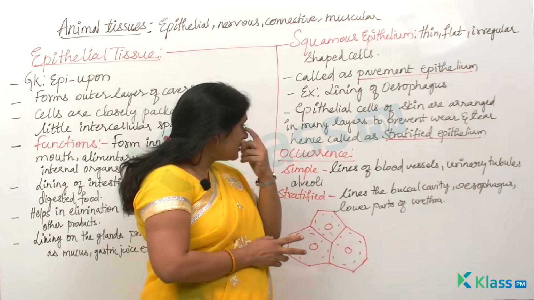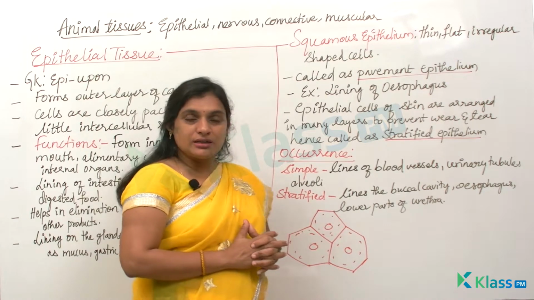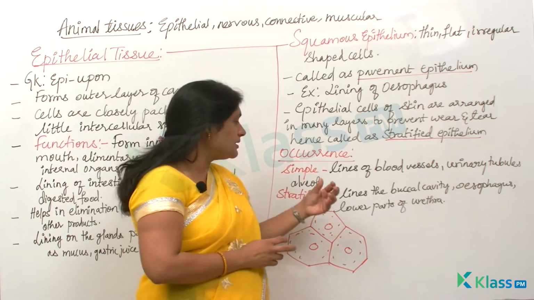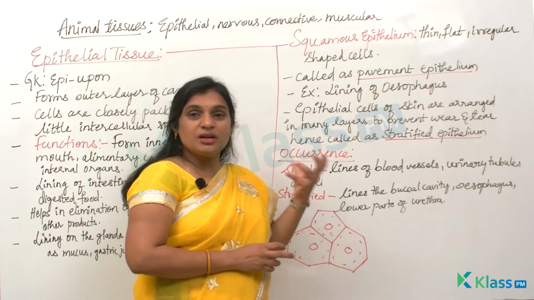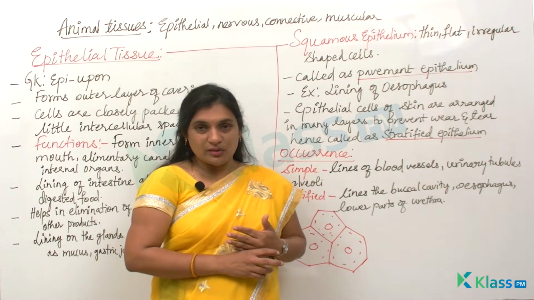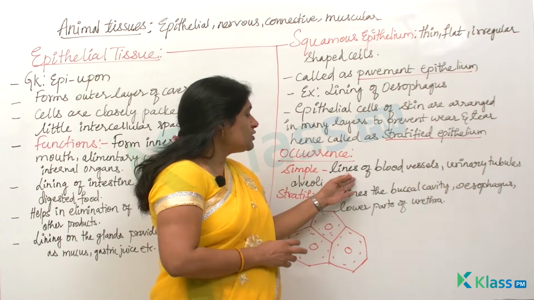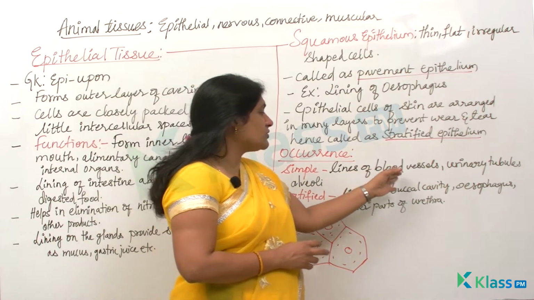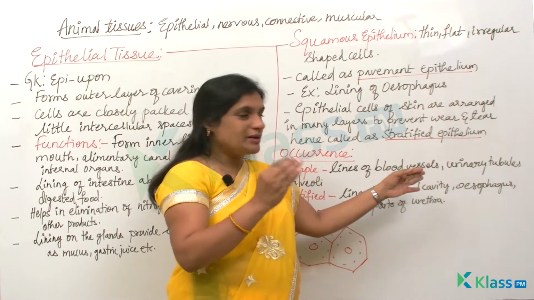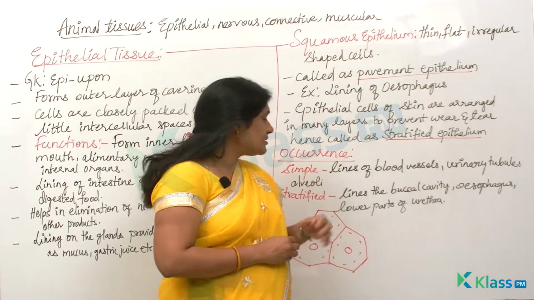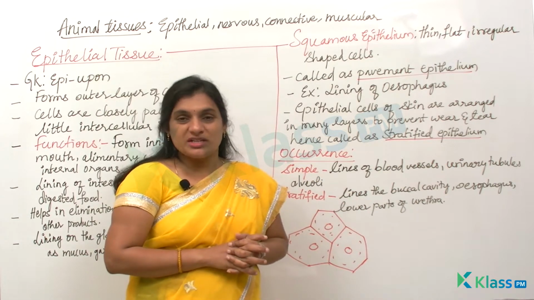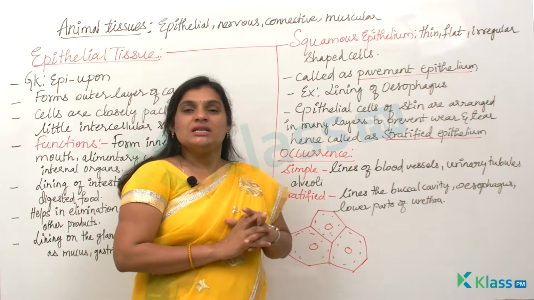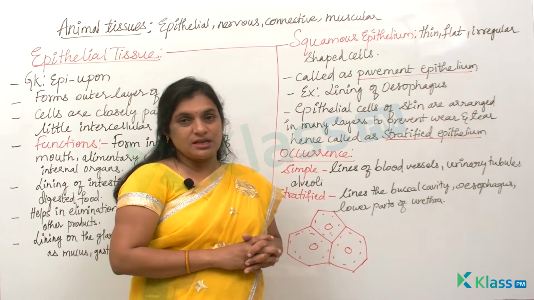Let us see the occurrence of these stratified and simple epithelium. Simple epithelium has only one layer of cells, right? And they usually form the lining of the blood vessels. That means they line the blood vessels, urinary tubules and alveoli. You know what alveoli are? Alveoli are the air sacs present in the lungs, right?